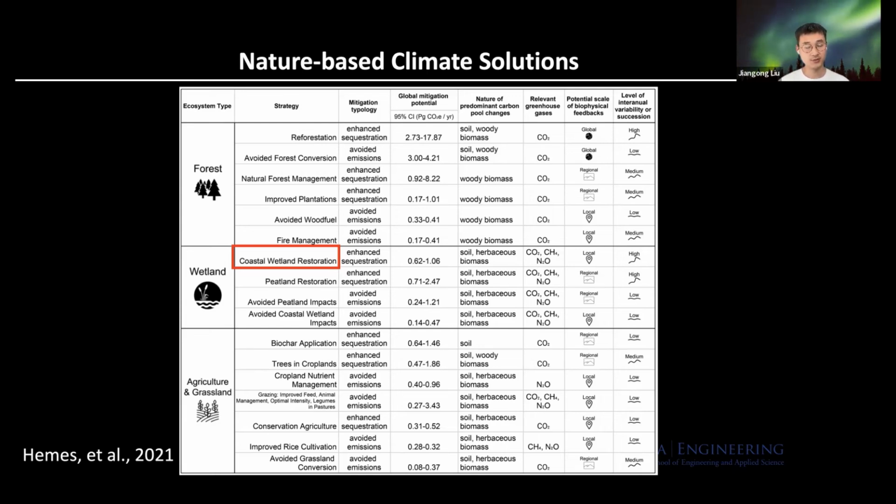Then nature-based climate solutions can be a way to do this, and it can also bring a lot of other co-benefits. And coastal wetlands restoration provides some potential in enhancing carbon sequestration. So the bottom line is still to reduce fossil fuel burning immediately. This is just a complementary way to achieve zero carbon and to remove the CO2 from the atmosphere.